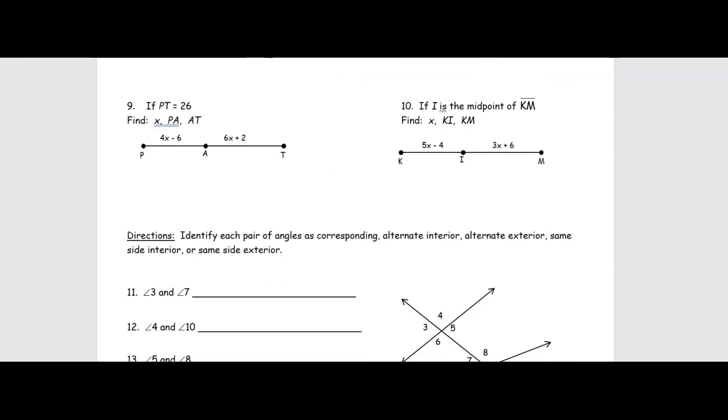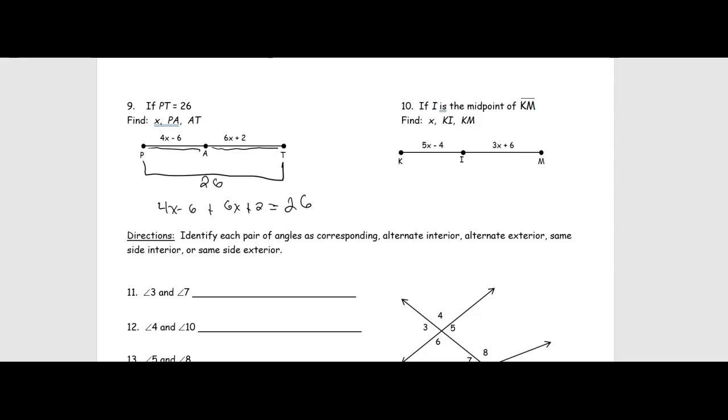All right, PT is 26. So that means from here to here, that has to total 26. And then you can see from here to here, 4x minus a 6. And from here to here, 6x plus 2, we would want to add those together. And when we add those together, we would get the entire line segment. And we know that has to be 26.